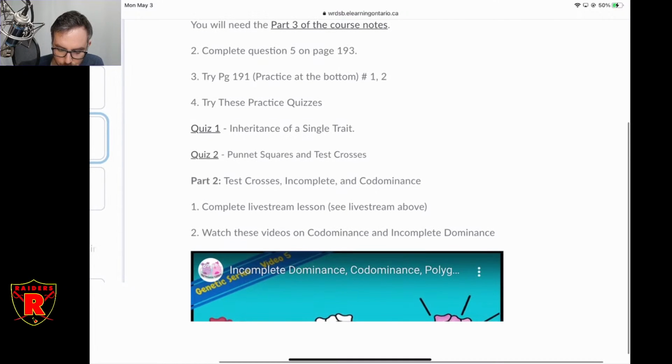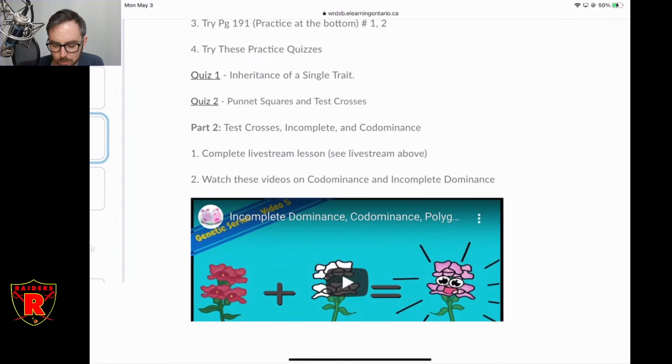And then I have 2 practice quizzes here. One of them is a simple quiz about the outcome of a basic genetics problem. One single trait, general inheritance, just like the problem that we did together a minute ago. And then quiz number 2 here is on using Punnett squares and the idea of the test cross. So the test cross is what we're about to talk about now, and we'll get to that in 1 second.